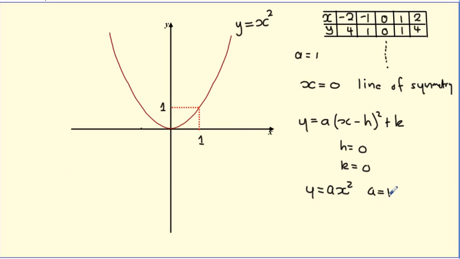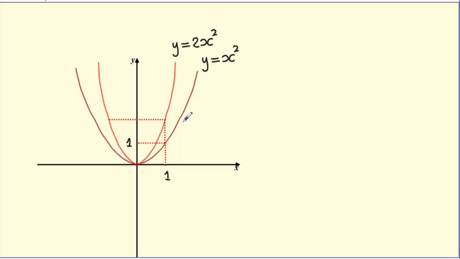Now we want to change the value of a, which is 1, to another value. In this case, let's start with a greater than 1. This is what we would see. We have chosen here that a equals 2. That's what a is there. And here, this is the standard graph, where a equals 1.